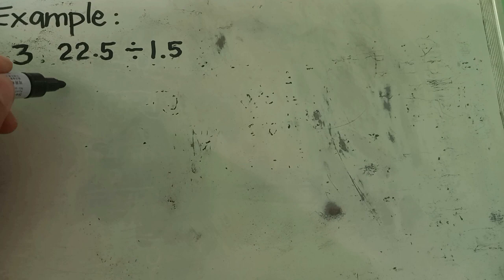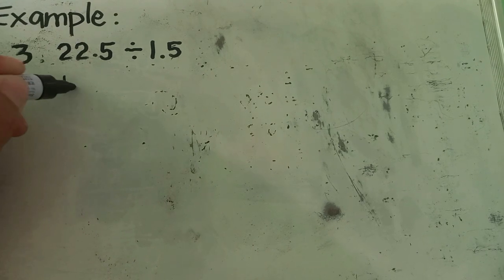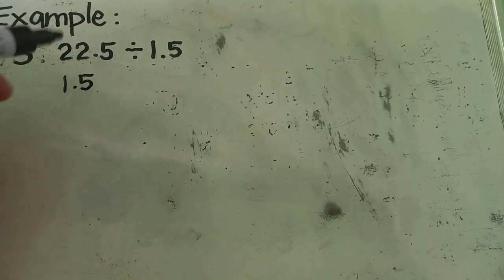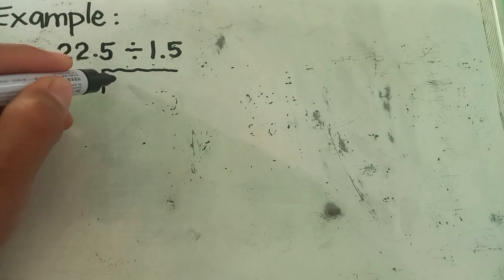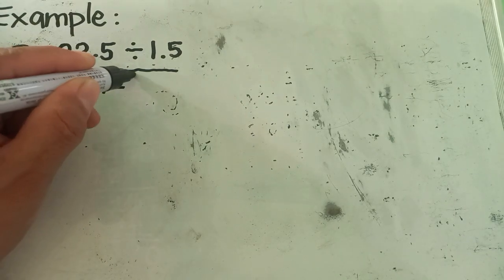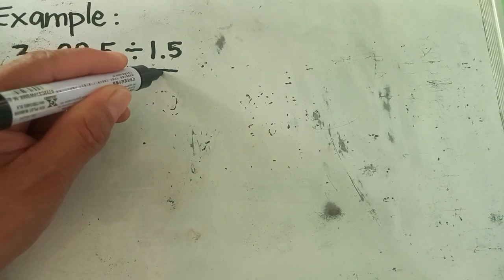For our example number 3, we have here 22 and 5 tenths divided by 1 and 5 tenths. So, i-rewrite natin. Sulat natin dito ang 1 and 5 tenths. Then, sulat din natin dito ang division symbol. Sulat natin ang 22 and 5 tenths.